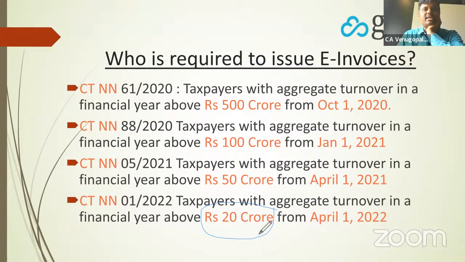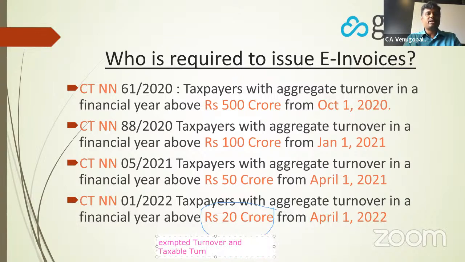Friends, please understand, when we say 20 crores, the turnover means exempted turnover and taxable turnover. It is exempted turnover and taxable turnover. This is something one has to be really mindful of. Otherwise, we will err, and when there is an error, it is going to be costly. In GST, non-compliance is very costly. It is better you comply with the provisions. All right.